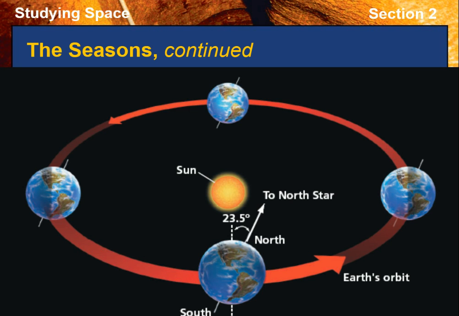Thus, during each revolution, the North Pole sometimes tilts toward the Sun and sometimes tilts away from the Sun, as shown on the screen now. When the North Pole tilts toward the Sun, the Northern Hemisphere has longer periods of daylight than the Southern Hemisphere does. When the North Pole tilts away from the Sun, the Southern Hemisphere has longer periods of daylight.